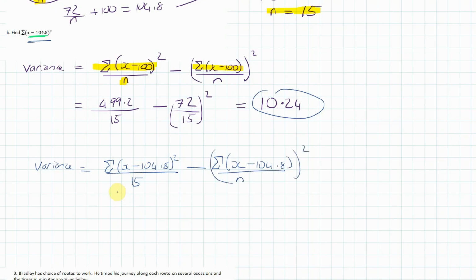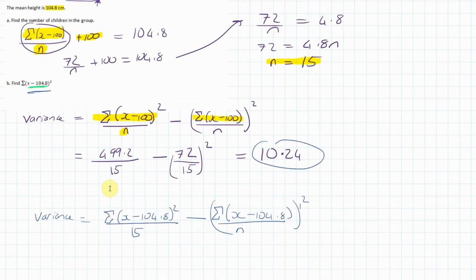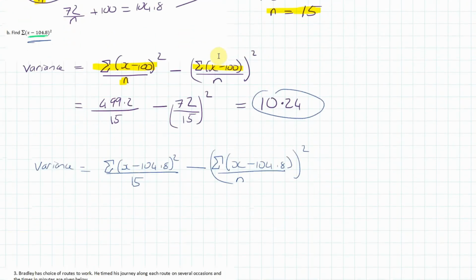Now, this is where it gets a little bit interesting. We're told the mean height is 104.8. If we subtract 104.8 from everything, what's the new mean height going to be? 0. Okay, so our next line, we should have said this is all equal to 10.24 because the variance will remain the same.